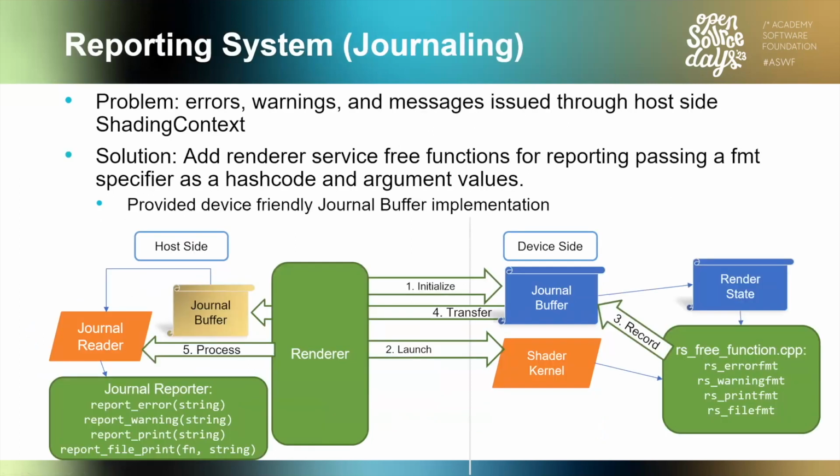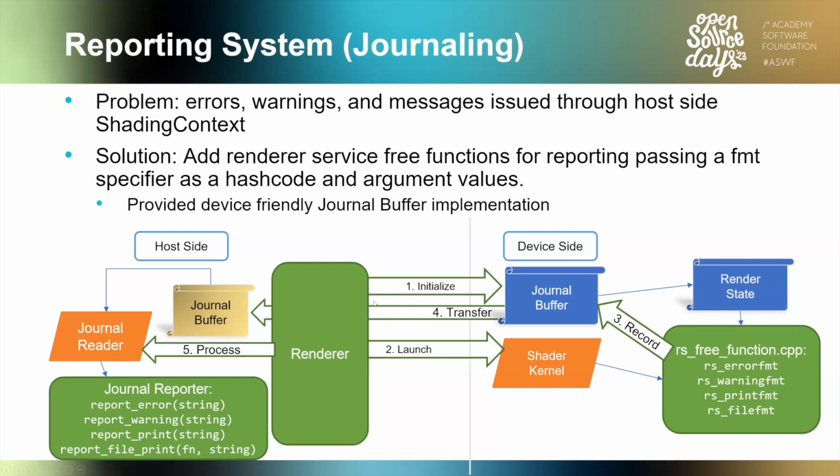Another big problem was reporting errors, warnings, and messages. Those are all currently implemented through a host side shading context. So a solution here was to add new render service free functions to handle reporting errors and warnings. That just makes it the renderer's problem to deal with, which isn't very nice. So we're providing a journal buffer implementation. It's kind of a complex slide, but we can run through it real quick.